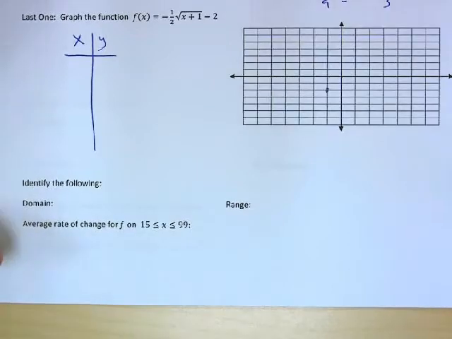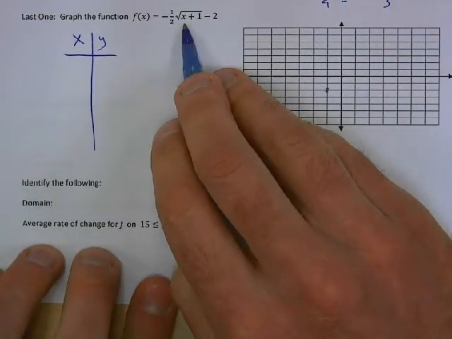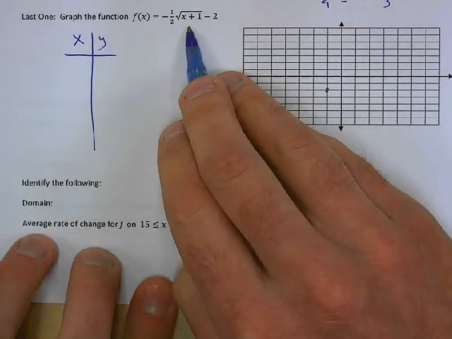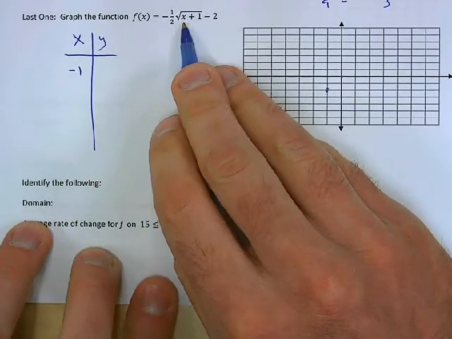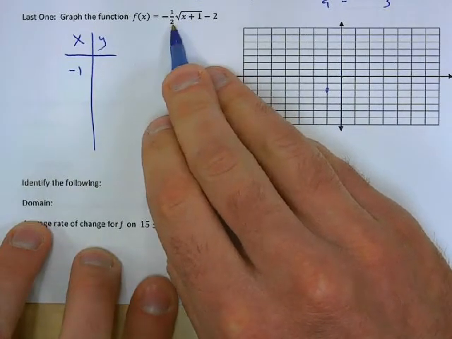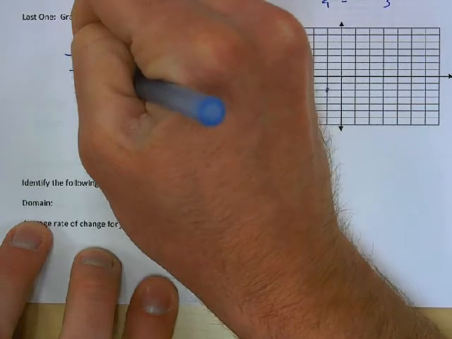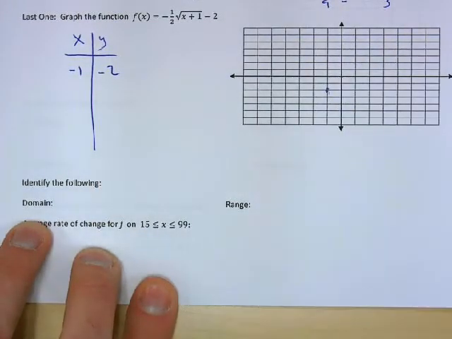Okay, and then remember, we want to plug in whatever gives us perfect squares under the radical. Okay, so we want to get 0, 1, 4, and maybe 9 under the radical. And we can stop there because we can't fit any more points than that on the graph anyways. Okay, what's going to give me 0 under the radical if I stick in what for x? Negative 1. If I stick in negative 1, well, negative 1 plus 1 is 0. The square root of 0 is 0 times negative 1/2 is still 0. Minus 2 is negative 2. So our first point is negative 1, negative 2. Okay, good, we were correct.